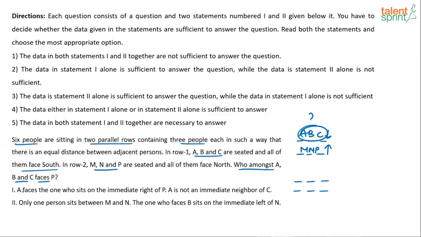See, if we try to find the position of A here, A should be an extreme person. A should either come on the leftmost corner or the rightmost corner. A cannot be in the center. Why can't A be in the center? Because if A is in the center, he will definitely be the neighbor of C. The statement says A is not an immediate neighbor of C. Anybody who is in the center will be the neighbor of both the other persons, right? So if A comes here and C comes here, only then they will not be immediate neighbors. Or C comes here and A comes here, only then they will not be immediate neighbors. So one thing is for sure, that B comes in the center. Neither A nor C can come in the center, because the moment A or C comes in the center, they will become the neighbor to the other person. So B is in the center.